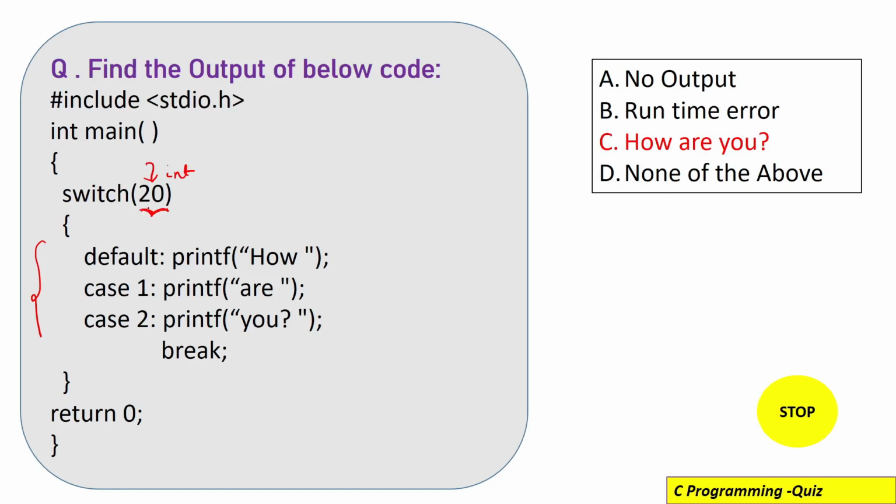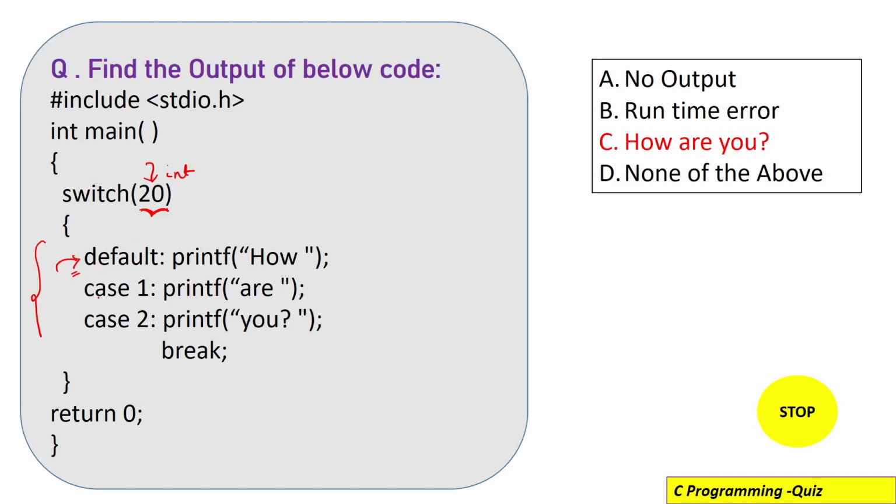Now we have to search for the case number 20 inside this switch body. Here you can see we have the default, case 1, case 2. The first thing is that inside switch we can use the default statement at any place. The default can be after case 1 also, or after case 1 and case 2. Generally, we use the default statement after all the cases at the end, but here we have used it at the start. This is correct, the compiler will not give any error for using the default statement at the starting.